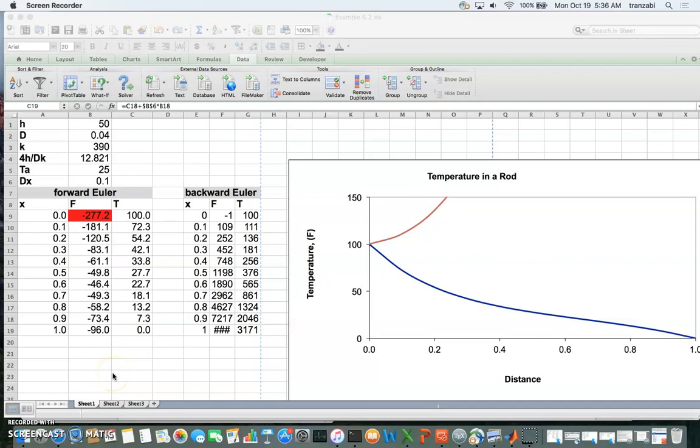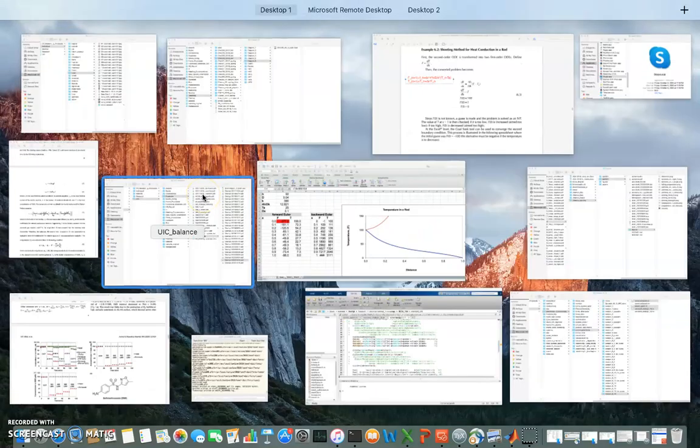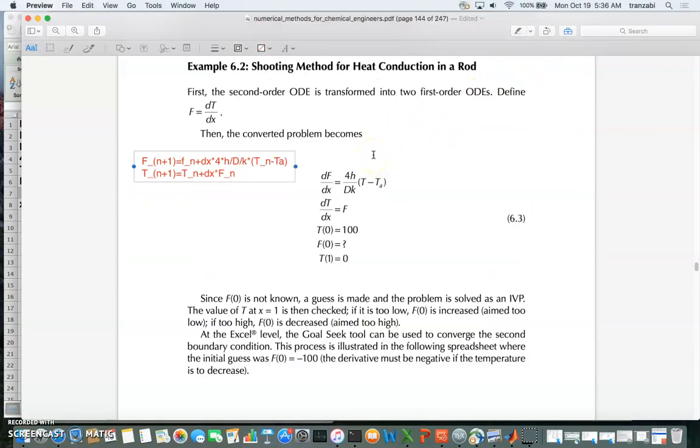Okay, so this is the second part of solving second order differential equation using shooting method. In the last lecture, we saw how we can solve example 2.6.2 of the textbook using forward Euler. Now this time we're going to look at how we can solve it using backward Euler. So in backward Euler, you have to discretize this using backward Euler.